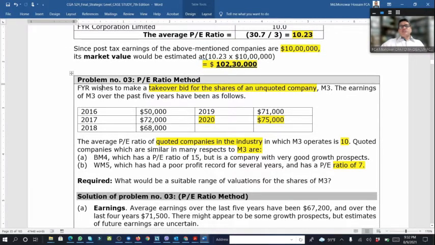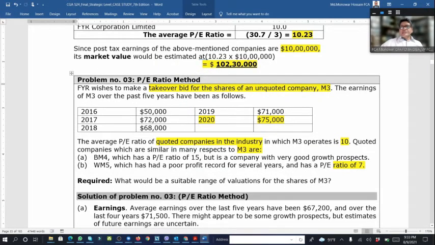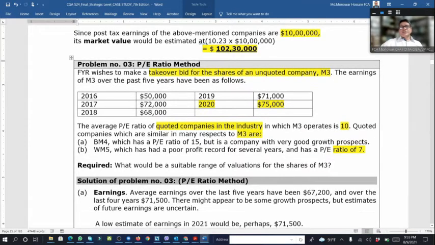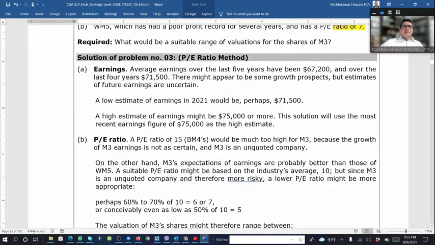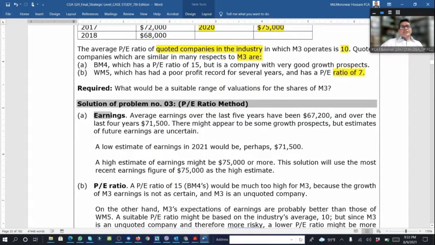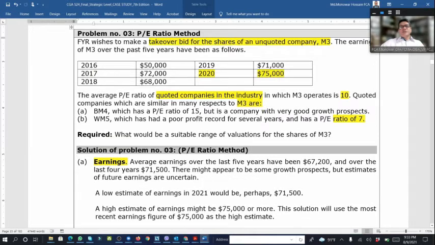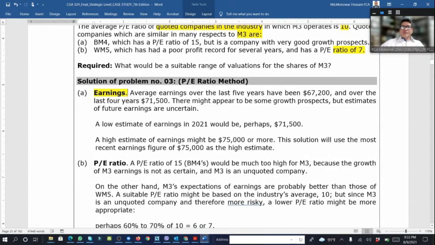FYR wishes to take over M3, but M3 is not quoted, not listed. So M3's 5 years of financial figures are here, and the P/E ratio of another quoted company that is similar is 10. So here items 1, A and B, two items. A, earnings. Average earnings over the last 5 years: if we add the 5 years' earnings and divide by 5, then we will get the average.